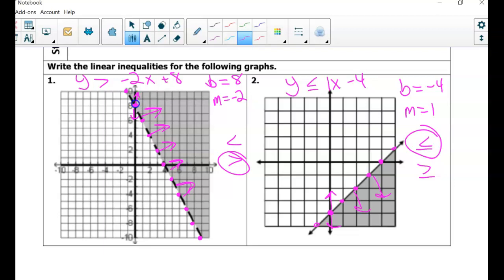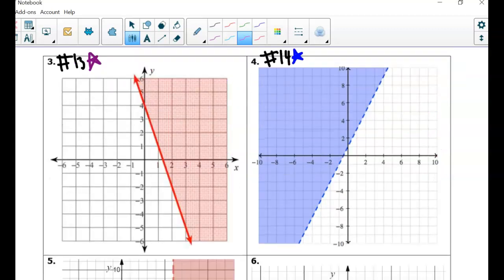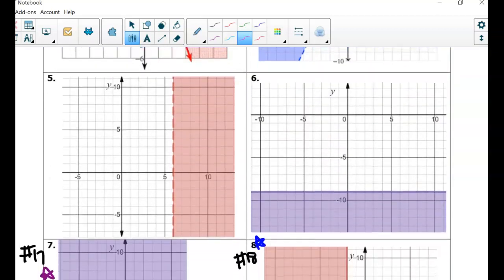So like I said earlier, it's easier for solid lines. Dashed lines, it's a little hard. Do we have any questions on either of those two? The last two we're going to do are horizontal and vertical lines. We're going to do numbers 5 and 6.